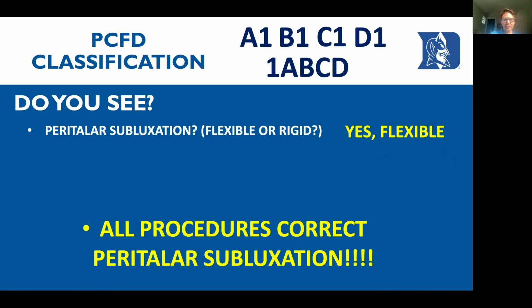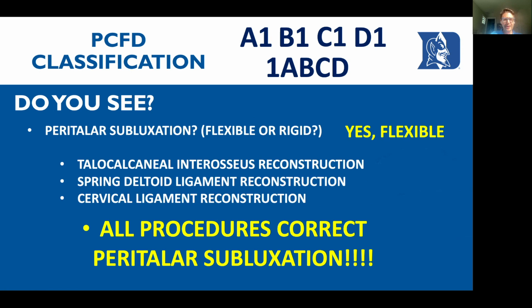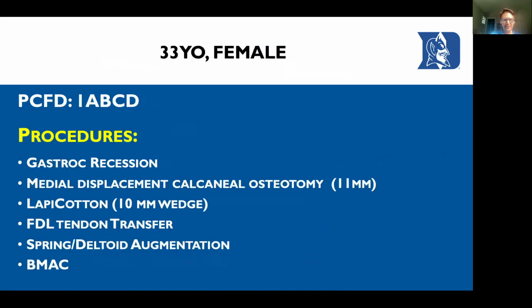And what about peritalar subluxation? We said that it is present. Every single procedure that you do will influence your peritalar subluxation. So there's no one single procedure that will change it, and the other ones would not. Peritalar subluxation is influenced by everything that we do. Of course, if we did more frequently, maybe for example, reconstructing the interosseous ligament, for sure, spring and deltoid reconstruction changes peritalar subluxation. Also, there's a lot of attention now for cervical ligament reconstruction. Those would also change peritalar subluxation.